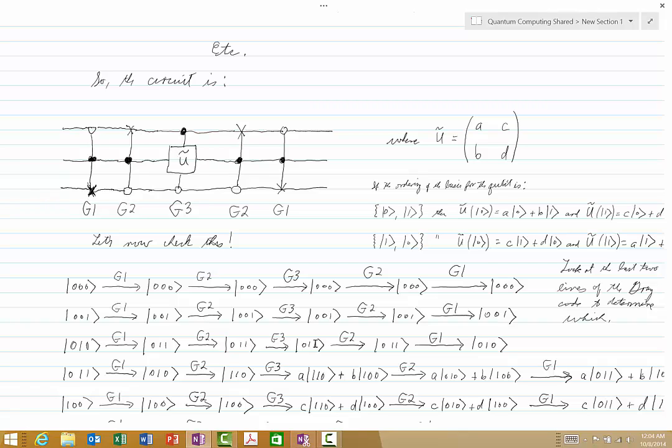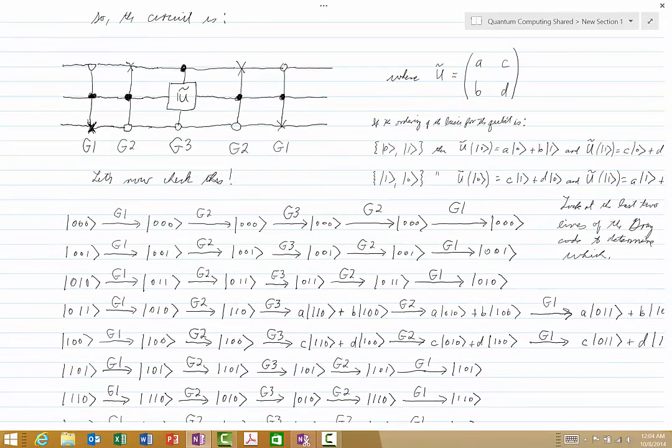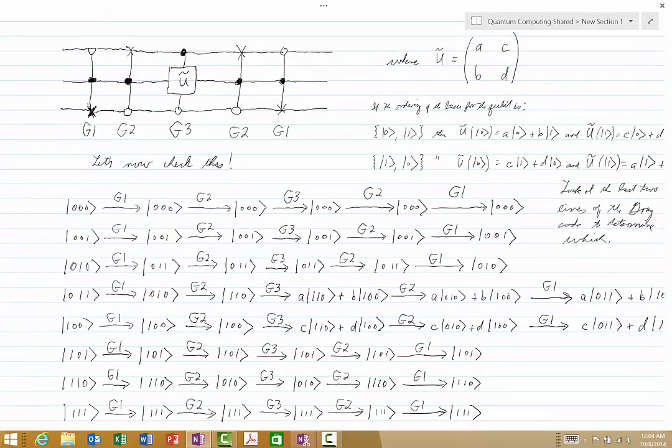There's one last issue that we need to deal with, but we'll deal with it in just a moment. I hope that you're skeptical. I hope you don't just accept this. So let's check it and see how it works. I'm going to call the first gate G1, the second one G2, this one G3, this one is identical to G2, so I'll call it G2 again, and this one is identical to G1, so I'll use that label again.